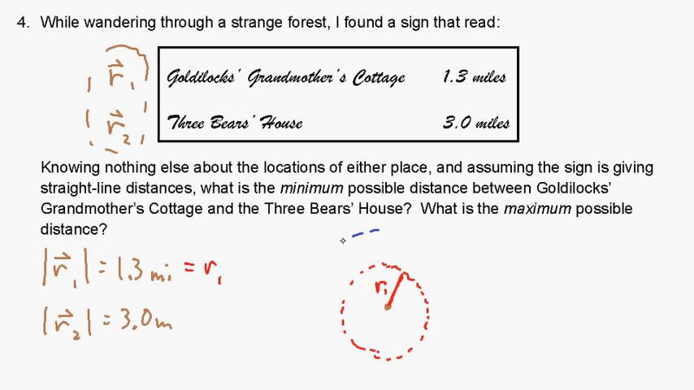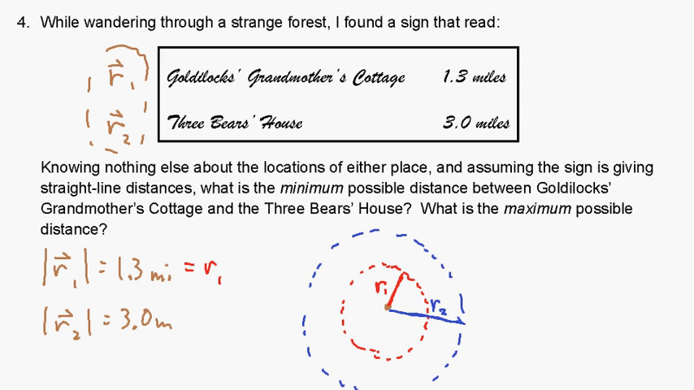And this blue circle here has a radius of R2. What you can see then is that any point on the blue circle is a possible location for the Three Bears house, because the circle is all the points that are 3 miles away. And any point on the red circle is a possible location for Goldilocks' grandmother's cottage, because those points are all 1.3 miles away. So of all the possible locations, what's the minimum distance between them and what's the maximum?